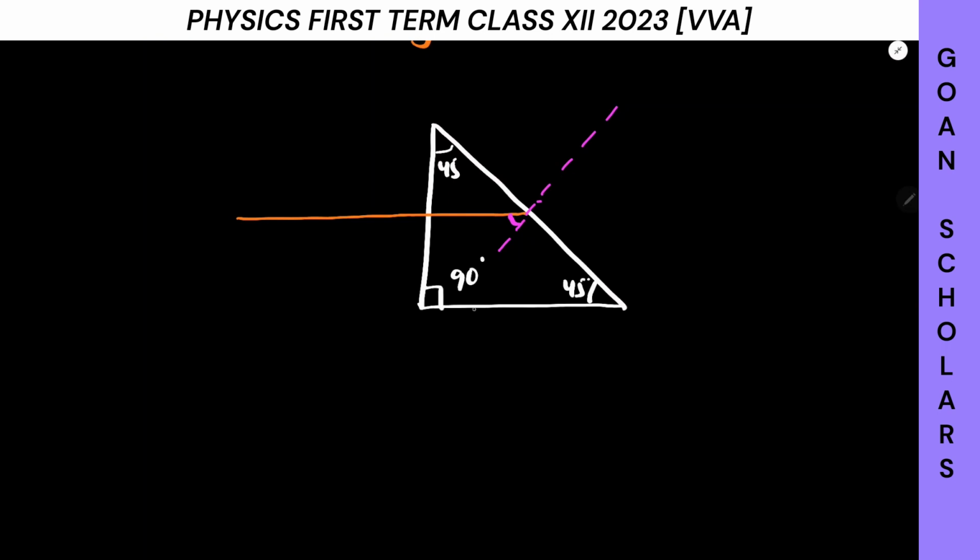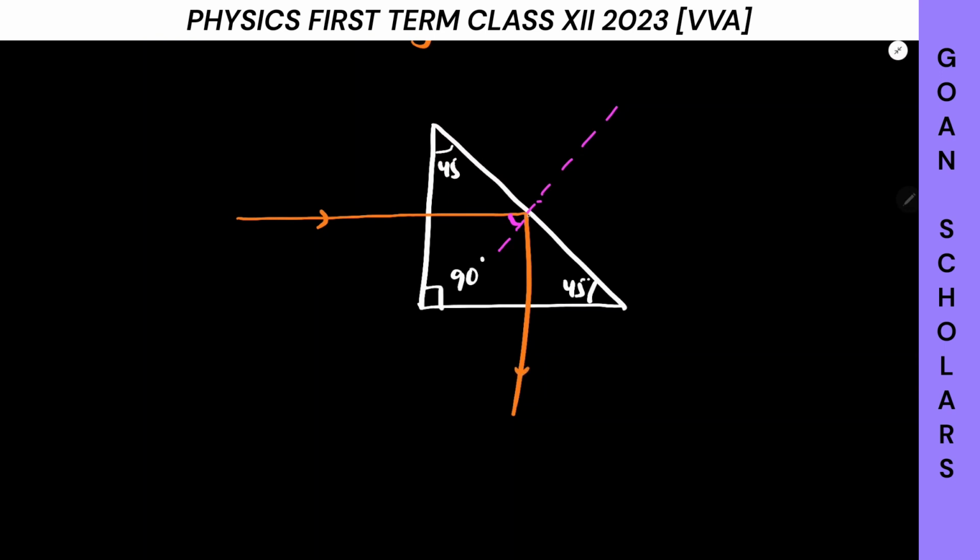Or you can say if this line is parallel to the base, then this angle and this angle will be corresponding angles, right? And if the corresponding angle is 45, then this angle will be 45, right? So if the angle of incidence is 45, what will be the angle of reflection? At this face, the angle of reflection will also be 45. It will be a straight line downward, correct? So this is our incident ray and this is our reflected ray. Okay, I hope this is clear.